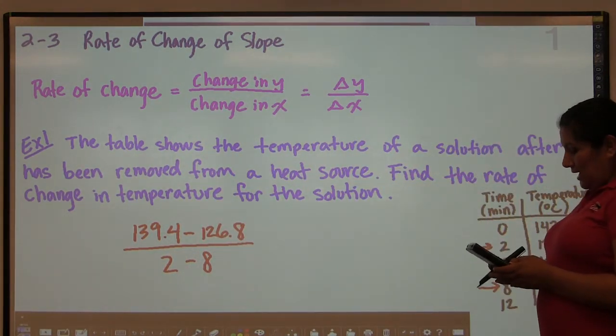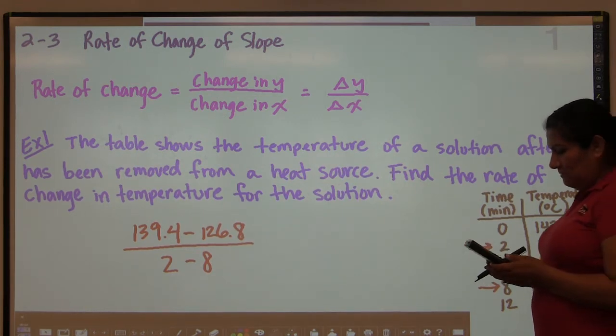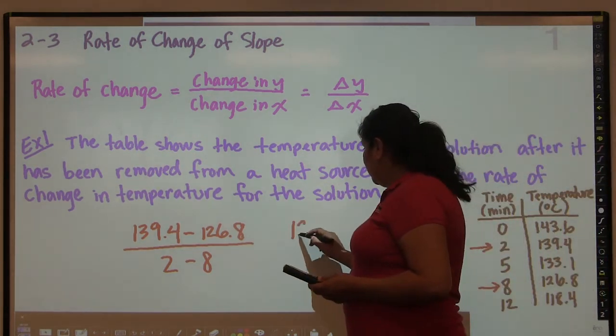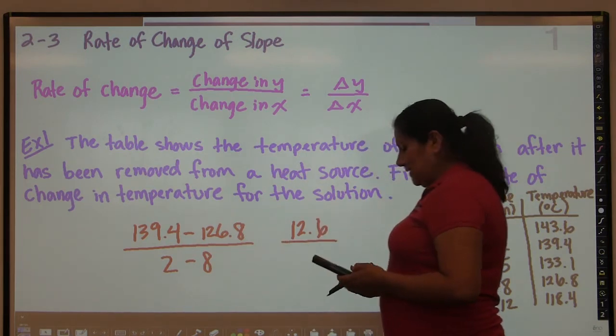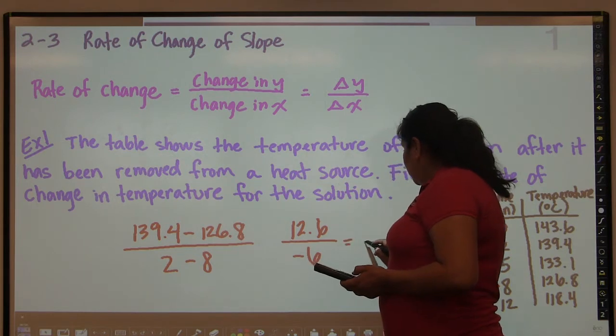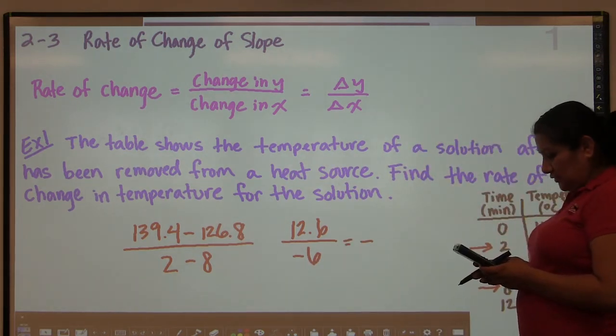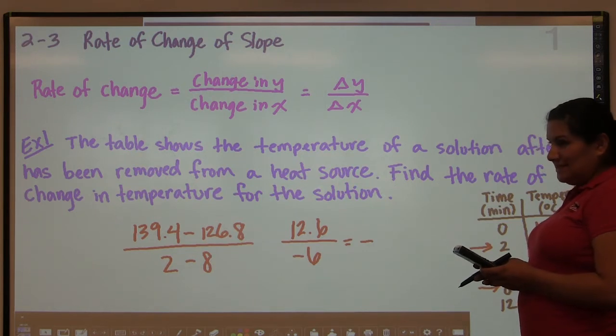It's 139.4, and we're going to subtract 126.8, and we get 12.6. It's not 13, it's 12.6. Oh, I didn't see 8. 2 minus 8 is negative 6. So our answer is going to be negative, which means that the rate of change is actually decreasing, the temperature is going down, which would make sense.